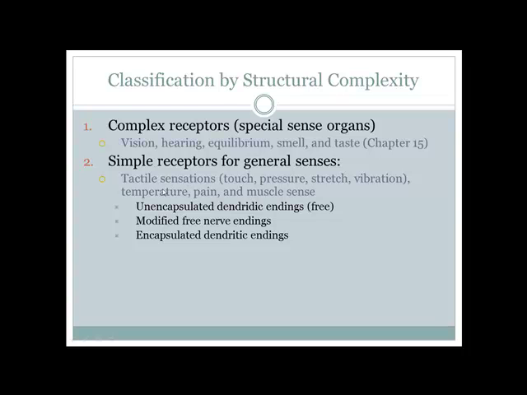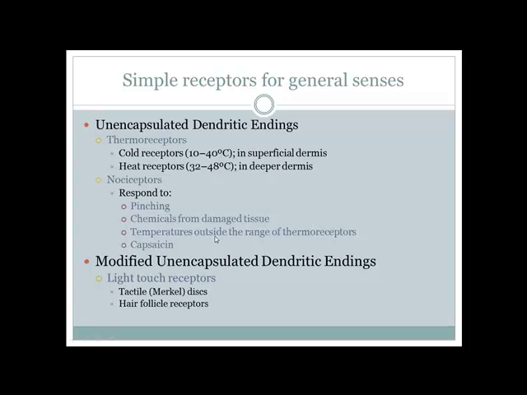Within these, there's going to be three types of classifications. There will be unencapsulated, which means you just have free nerve endings. There will be modified free nerve endings, and then there will be encapsulated. This will have like a little capsule at the end of the nerve. With our unencapsulated or free nerve endings or dendritic endings, these are usually going to be thermoreceptors or nociceptors.